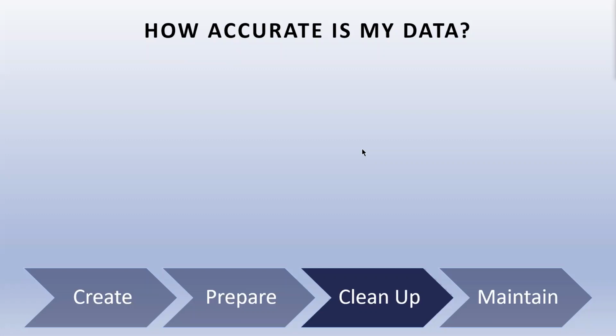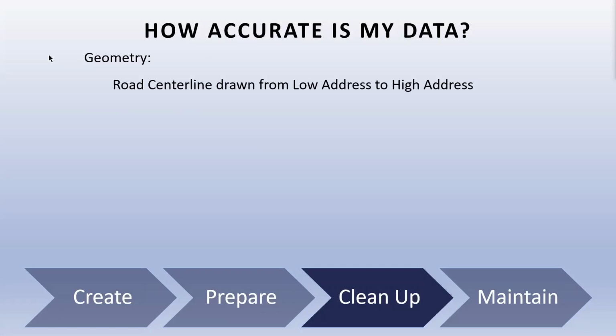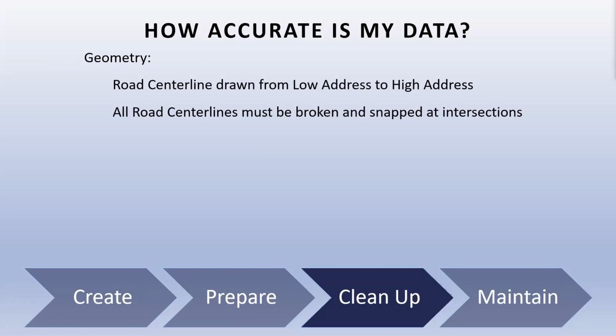One tool that we use is ArcGIS Pro's Data Reviewer. We also use some scripts that we have written to pull some of these errors out. And the things we're looking for are both geometry and attribute errors. Examples of geometry errors would be, is the road centerline drawn from low address to high address? Are they all broken and snapped at the intersections? We're going to look for topology. Are there any gaps or overlaps in your boundaries?